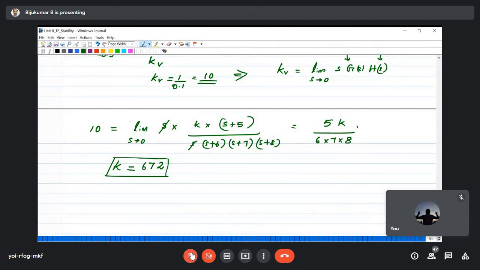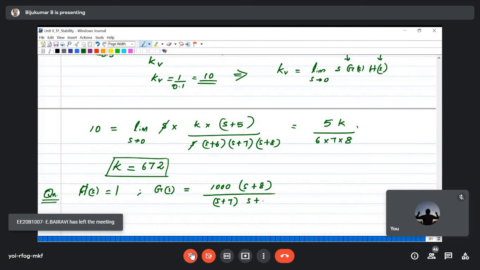Yeah, fine. So we will do one more example and then move to the next topic. Not on this question. Here also it is given as a unity feedback system. So since it is a unity feedback system, you can take H(s) equal to 1, and the forward path transfer function G(s) is equal to 1000 over (s plus 8)(s plus 7)(s plus 9).